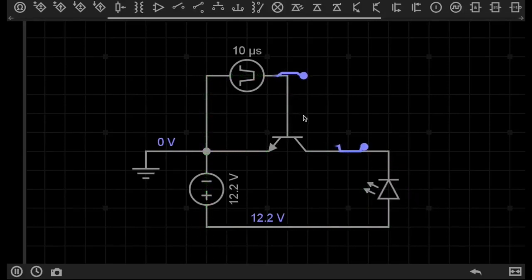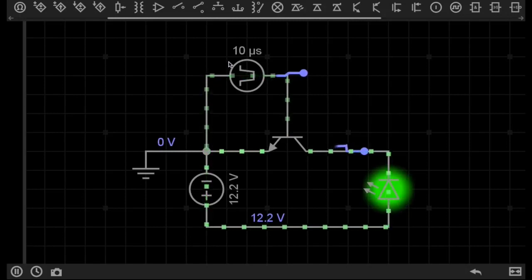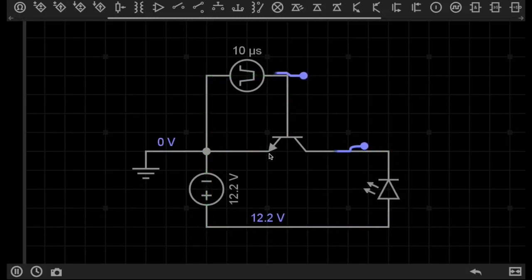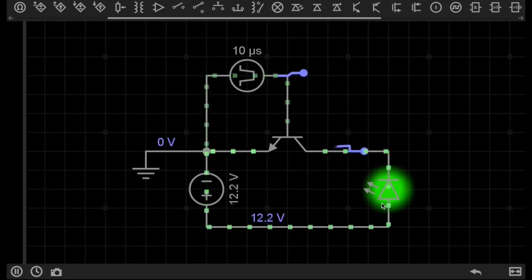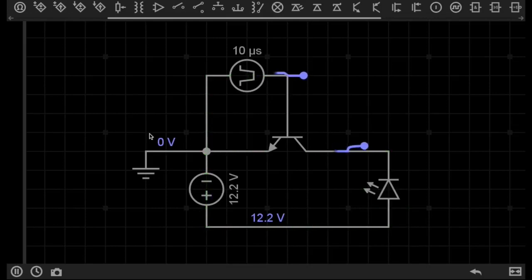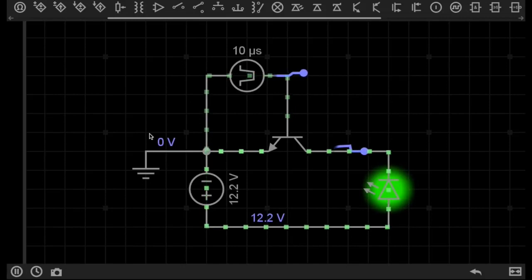I'm supplying the base of this transistor with only a 3.3 volt logic level voltage, but the transistor is able to switch on and off this 12 volt high powered LED, and in fact we can use bigger transistors to switch even bigger loads, such as motors and other higher powered devices. So I have this transistor supplied with a low voltage, switching on and off a higher powered load.